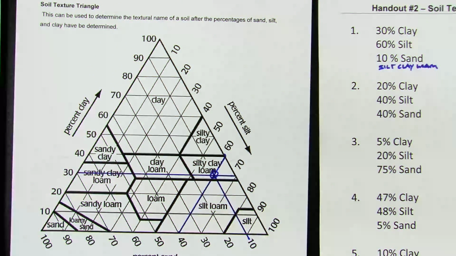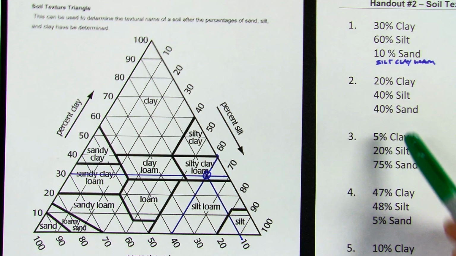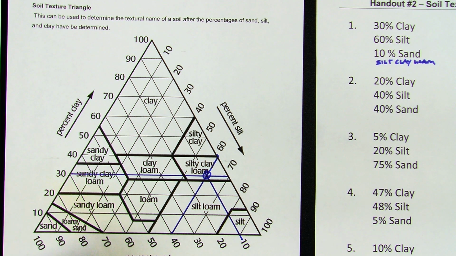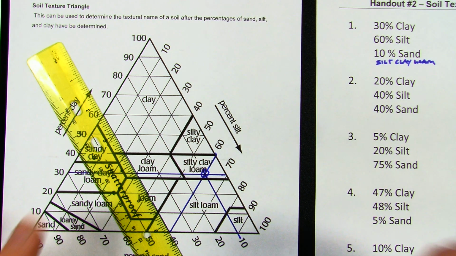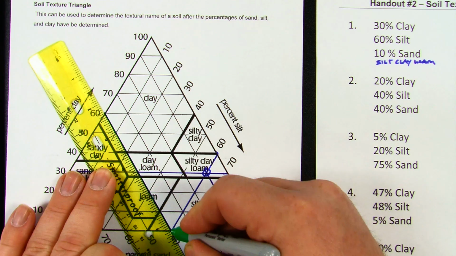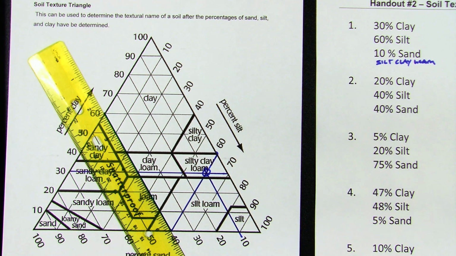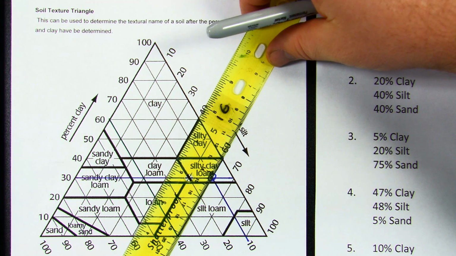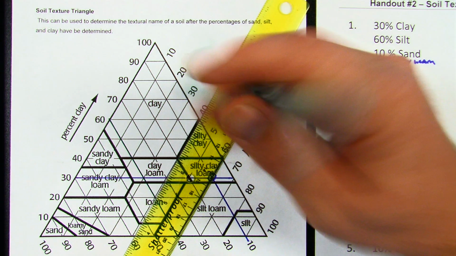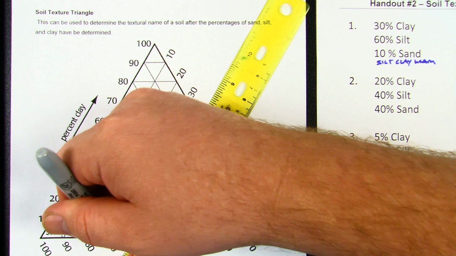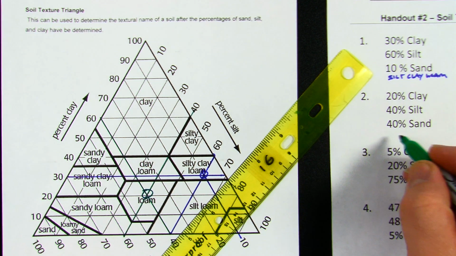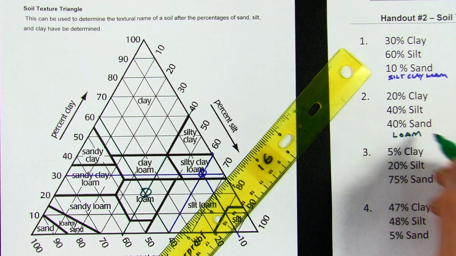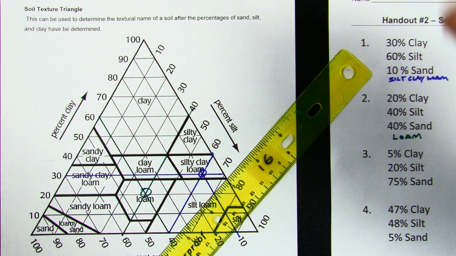We'll go ahead and do number 2 together. With number 2, let's actually start with the sand this time, just so we can make sure we see it. This one is 40% sand. So I find sand right here. I see that it goes on that diagonal. I'm going to draw my line. It also has 40% silt. Find my silt. 0 to 100, here's 40. Go down that line. And I can see that this one right here is just loam.